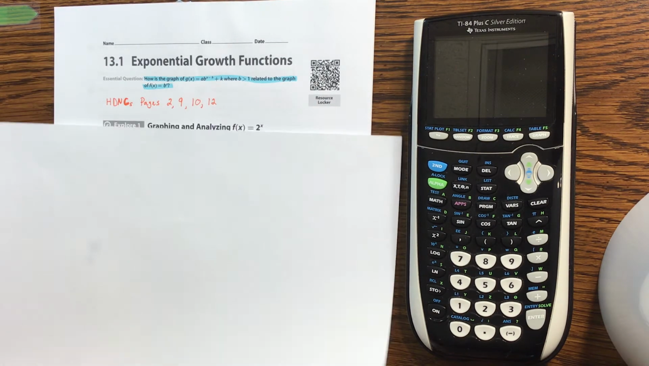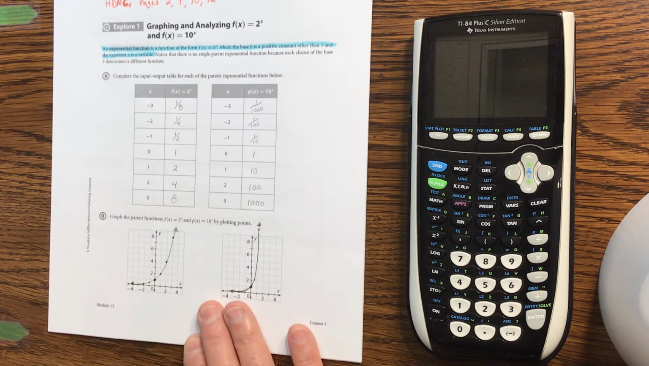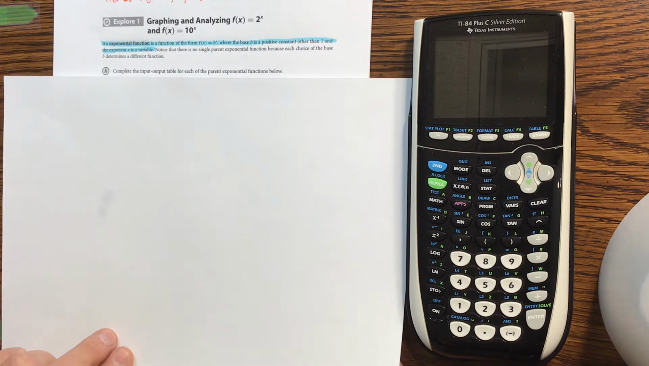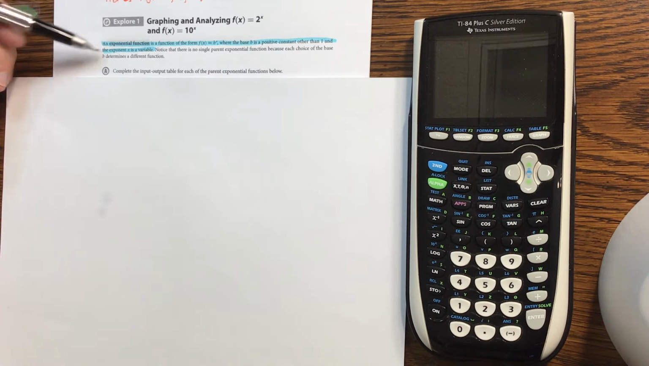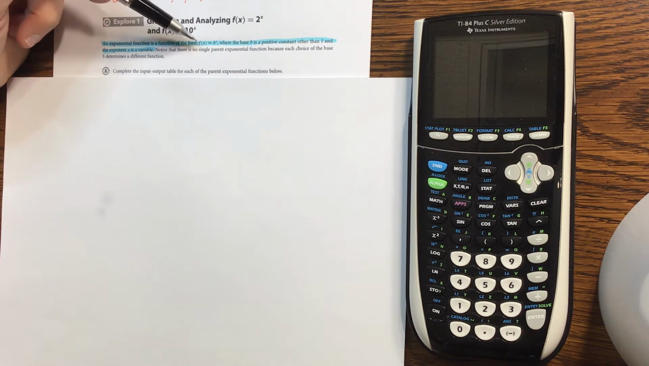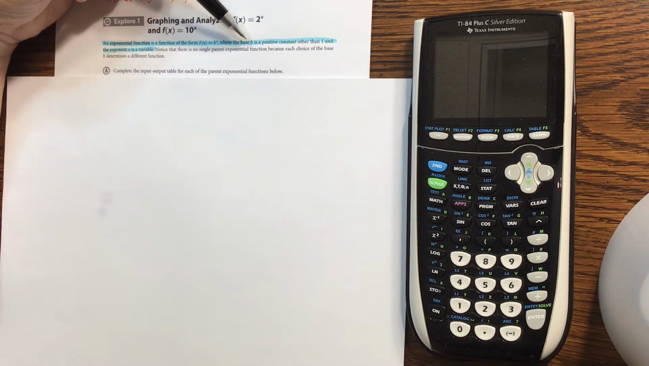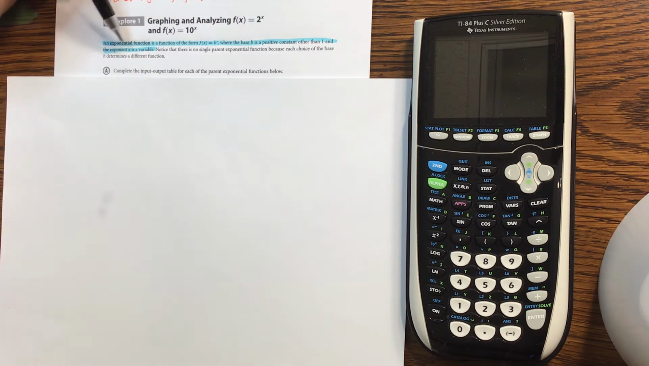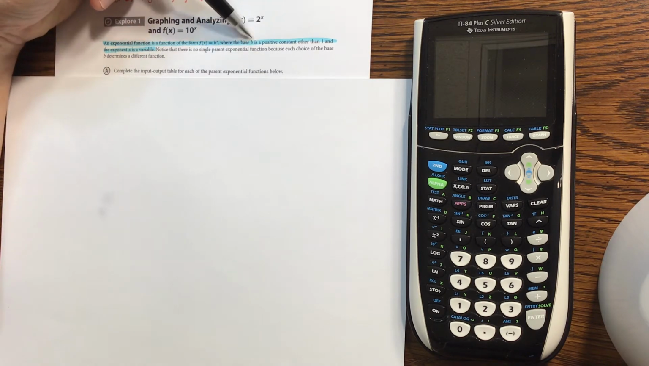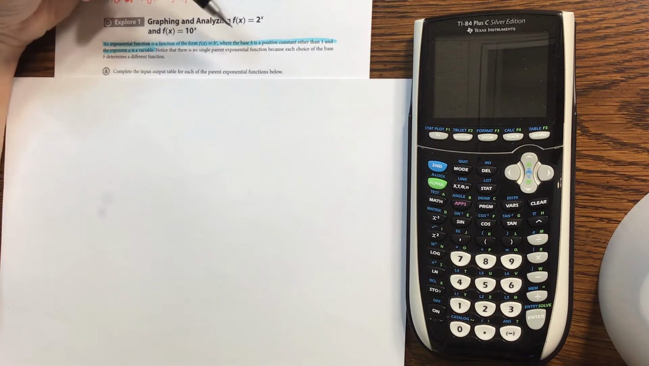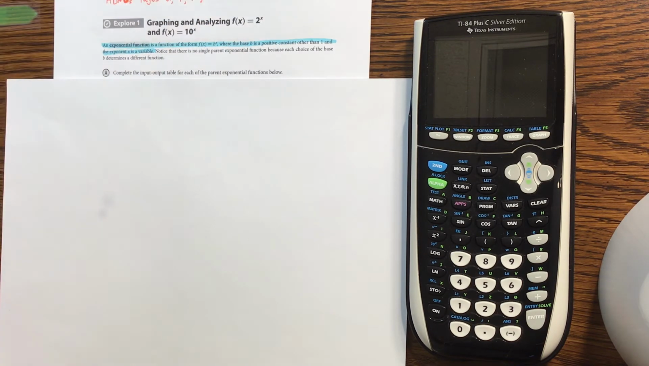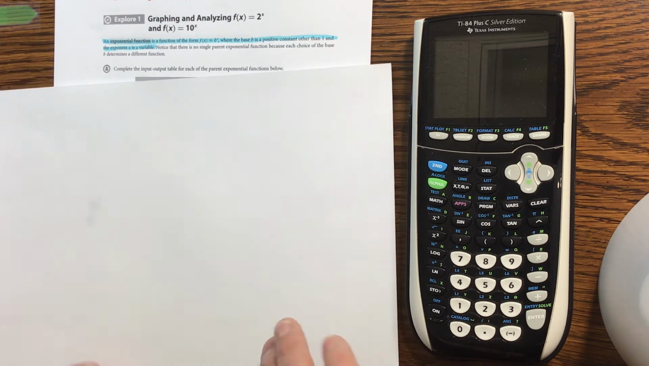All right, so going to the Explorer 1, an exponential function is a function whose form is f of x equals b to the x, where the base b is a positive constant other than 1, and the exponent x is a variable. Now, this one is just base greater than 1. When we get into problems where the base is between 0 and 1, that'll be the next section. That will be an exponential decay function. I'm trying to make it as simple as possible.